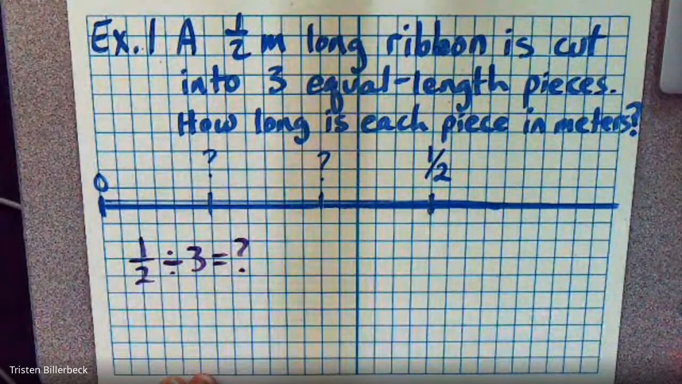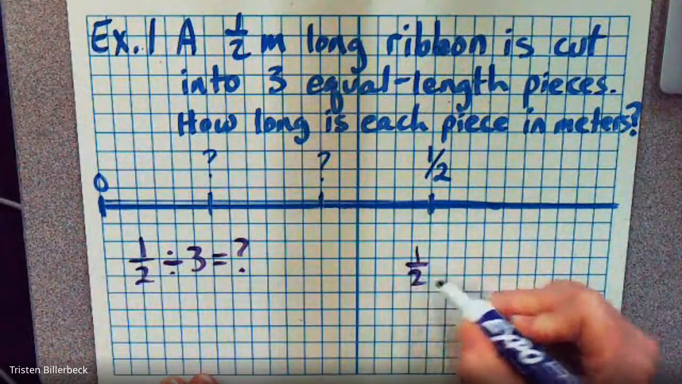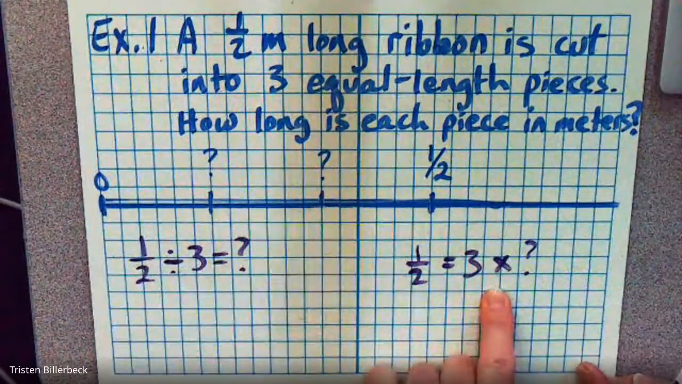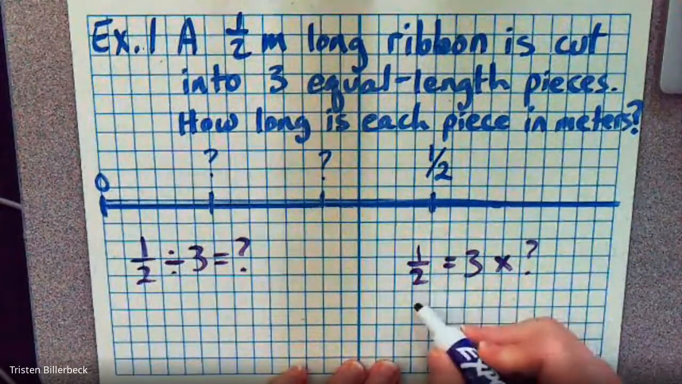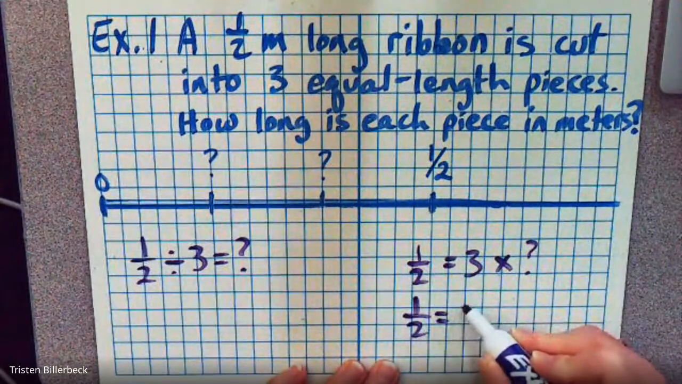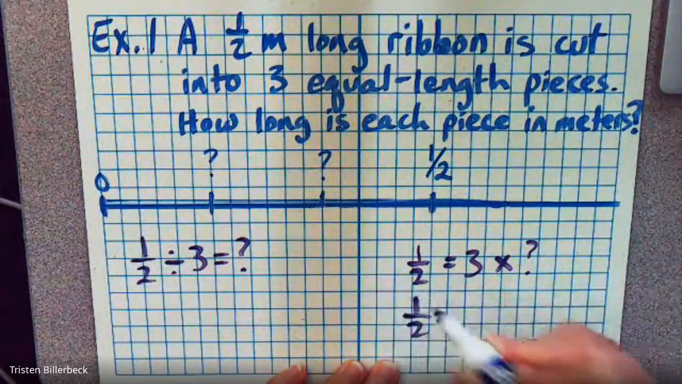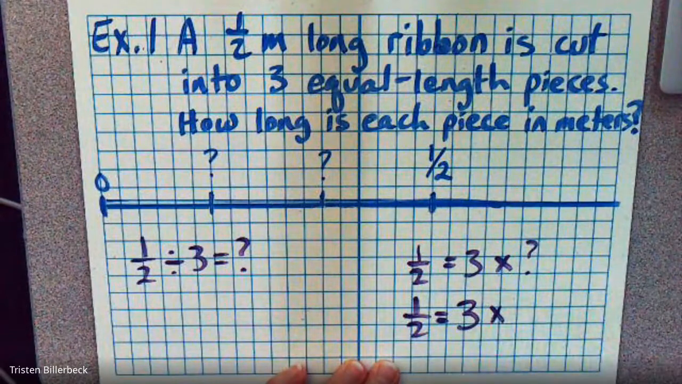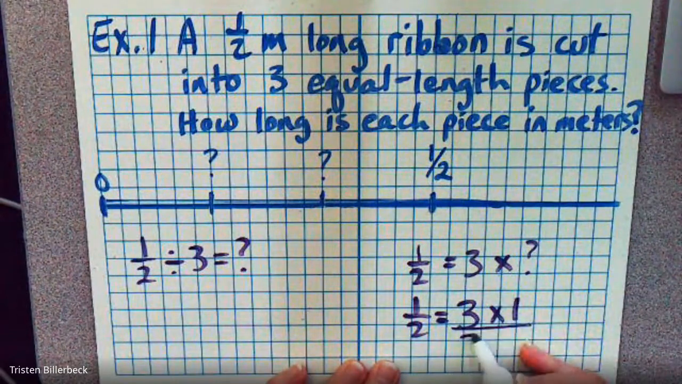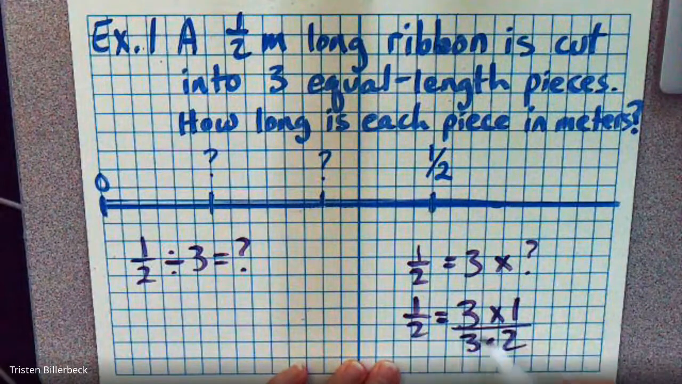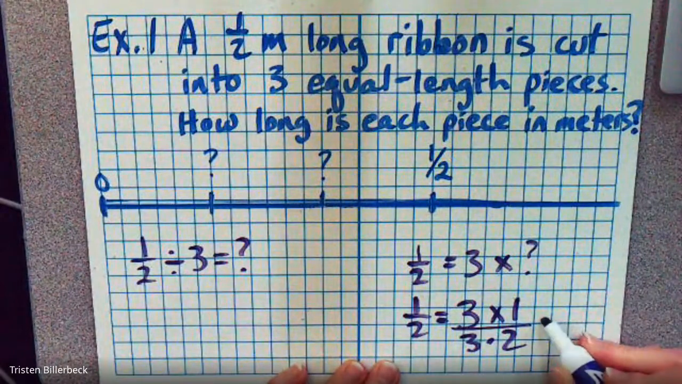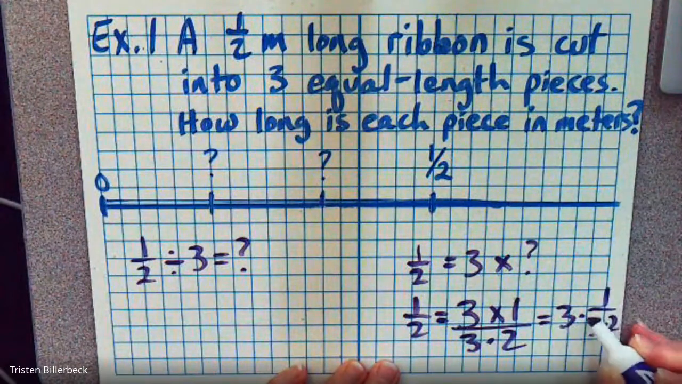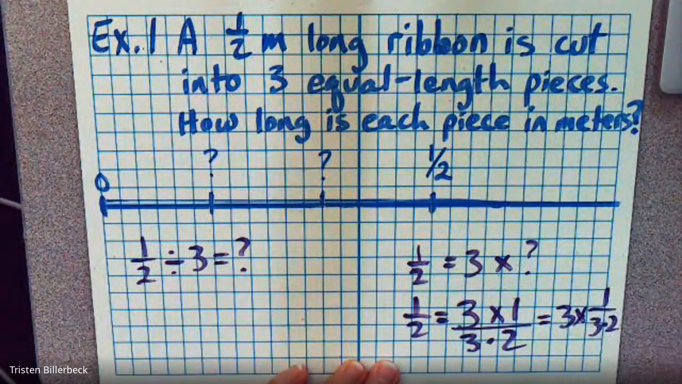So I can also look at it as 1/2 equals 3 times something. That might be an easier way to look at it. So when we look at 3 times something to equal 1/2, we could look at it like this. 3 times 1 over 3 times 2 would equal 1/2. So if we split this up, that's the same thing.